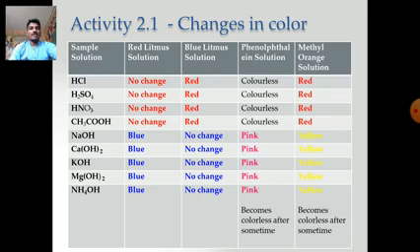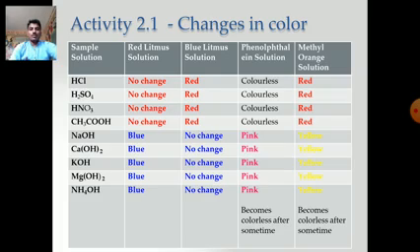Activity 2.1 shows changes in color. First are the sample solutions, for example HCl, H2SO4, HNO3, CH3COOH, NaOH, Ca(OH)2, KOH, Mg(OH)2 and NH4OH. For example, HCl: in red litmus solution there is no change. In blue litmus solution, it turns red. In phenolphthalein solution, it is colorless, and in methyl orange solution, it is red.